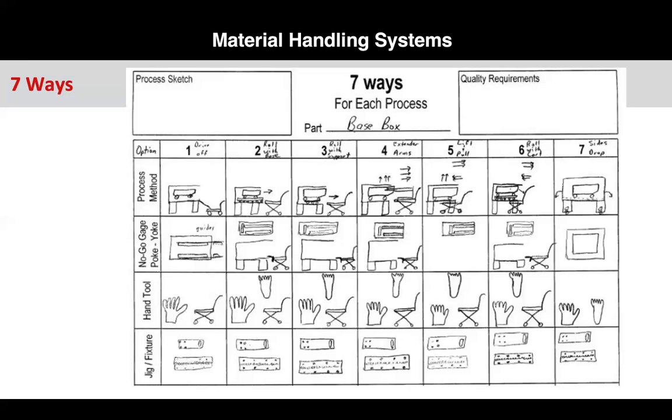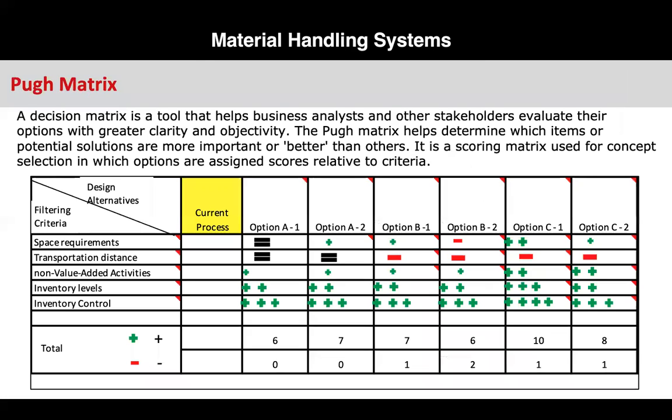Now, once you get the seven ways, then what do you do with it? I mean, okay, I got my seven ways. How do I determine which one's the best? Right? So that's where you get into the Pugh matrix. It's a decision matrix to help business analysts and stakeholders evaluate options.